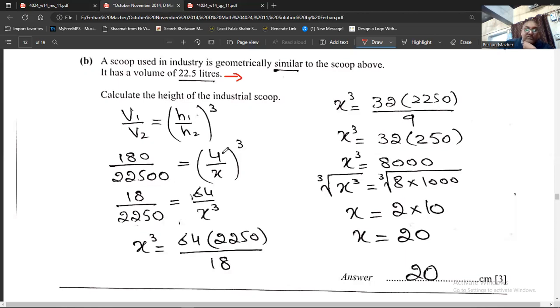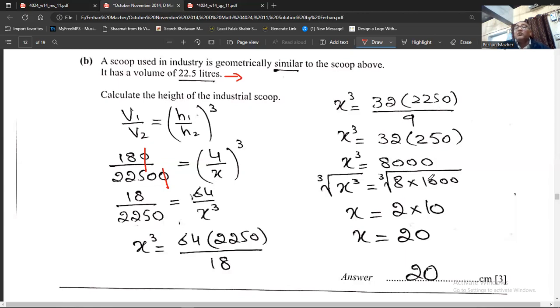The height of the first scoop is 4. Height of the second scoop is x, whole cube. So 0 and 0 will be cancelled. So you will have 18 by 2250 equals 64 by x cube. So x cube will be equal to 64 into 2250 divided by 18. It will be cancelled with the 2, so it's 32 by 9, 2250, 32. When you divide 2250 by 9, you get 250. And when you multiply 32 and 250, you get 8000.